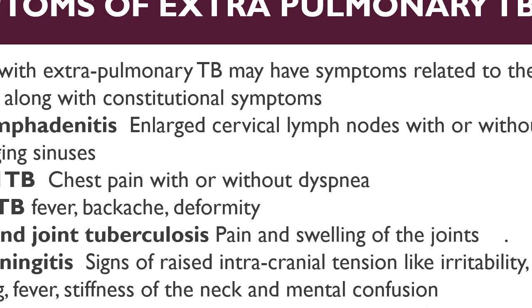If there is TB meningitis, then there will be signs of raised intracranial pressure like irritability, headache, vomiting, stiffness of neck, and mental confusion. Kidney tuberculosis or renal tuberculosis may present with paleness, hematuria or pyuria. Genitourinary tuberculosis may present with infertility and menstrual disorders.